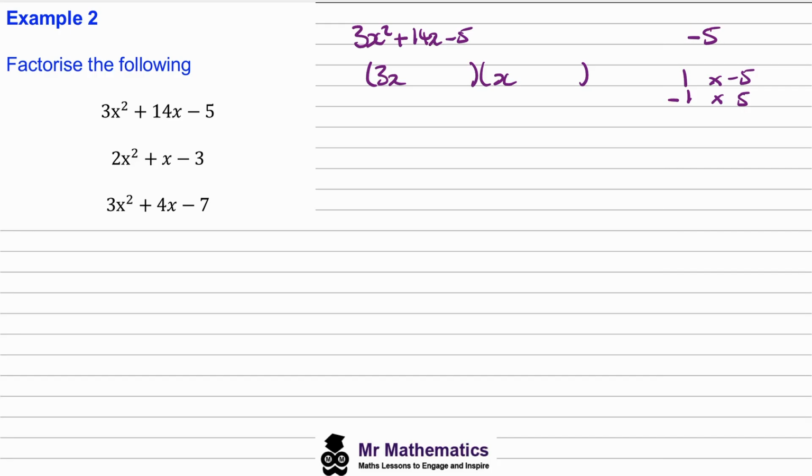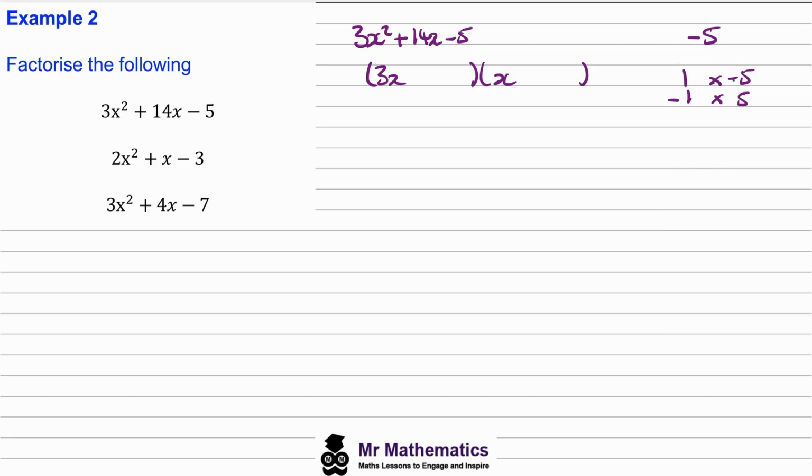And because one of these numbers will have to go here, we'll multiply it by 3, and then we'll add it to the other one. So the question is, which of these do we multiply by 3 and add it to the other to get the 14x? So the best way of doing this is working through it turn by turn. If we multiply the 1 by 3, we get 3. 3 take away 5 is negative 2. That's not going to work.